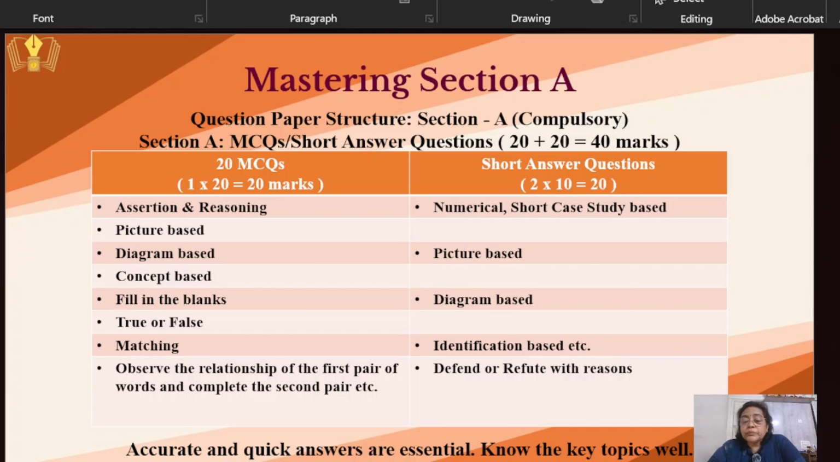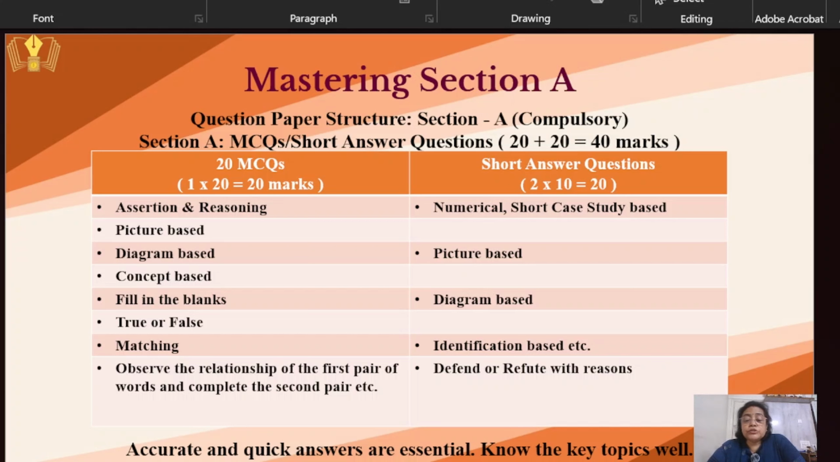Second part of this section A will be short answer questions, where in total you are going to get 10 questions, that is 2 into 10, 20. Over there, you might get numericals, short case study based questions, picture based questions, diagram based questions, identification based questions, and questions that you need to defend or refute with reasons.